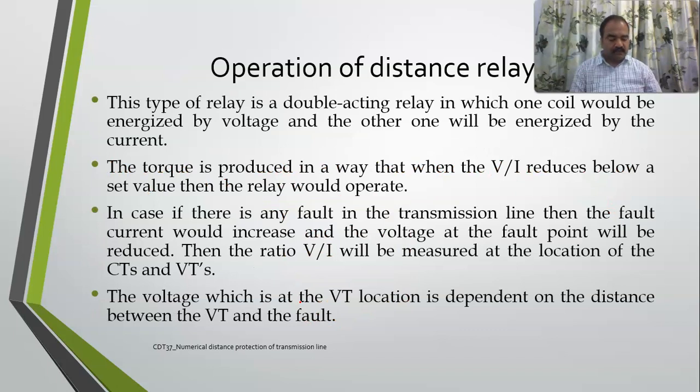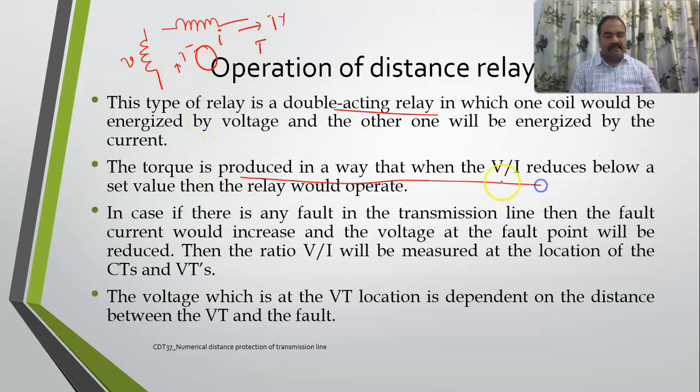So now, as already mentioned, a quick review of the operation of your distance relay. It is a double acting relay which consists of two coils. One coil is energized by the voltage, the other coil is energized by the current, and both coils develop a torque. One will develop a positive torque, one will develop a negative torque. The torque is produced in a way that when V by I reaches below a set value, the relay will operate. So when Z is less than the Z set value, the relay will automatically operate.